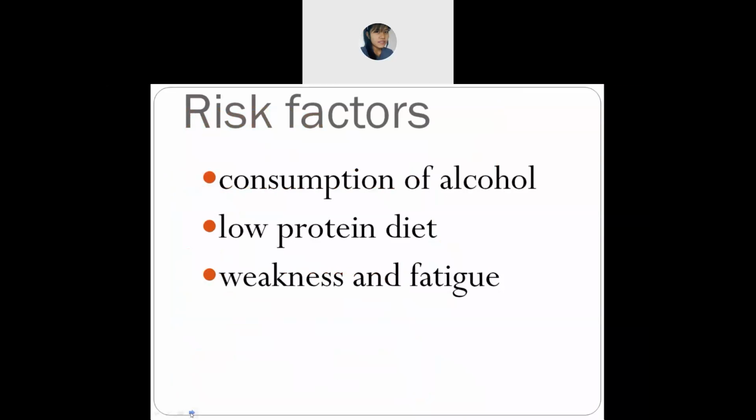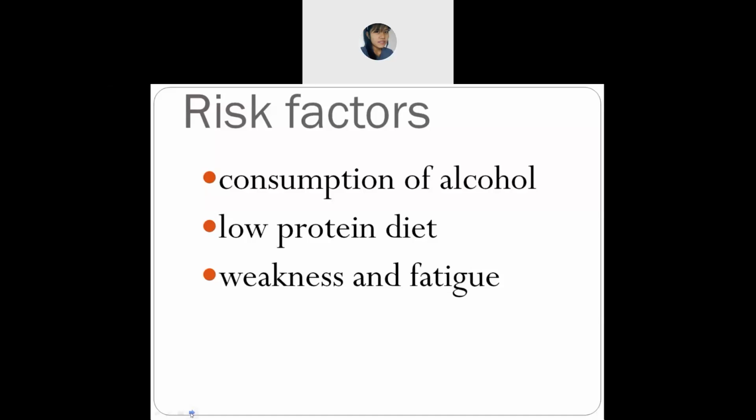Next is consumption of alcohol, which we have already discussed. Next is low protein diet. Whoever is at risk of having less protein, for example from fish, soya chunks, eggs and so on, with less consumption of these, is at risk of having this ascites.